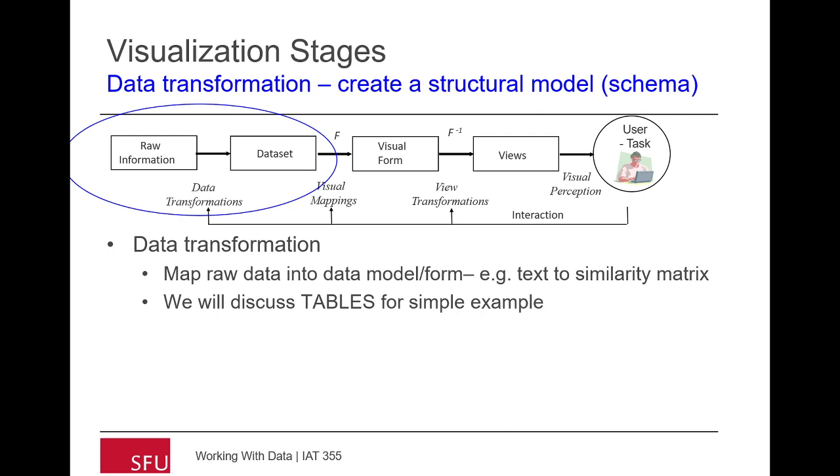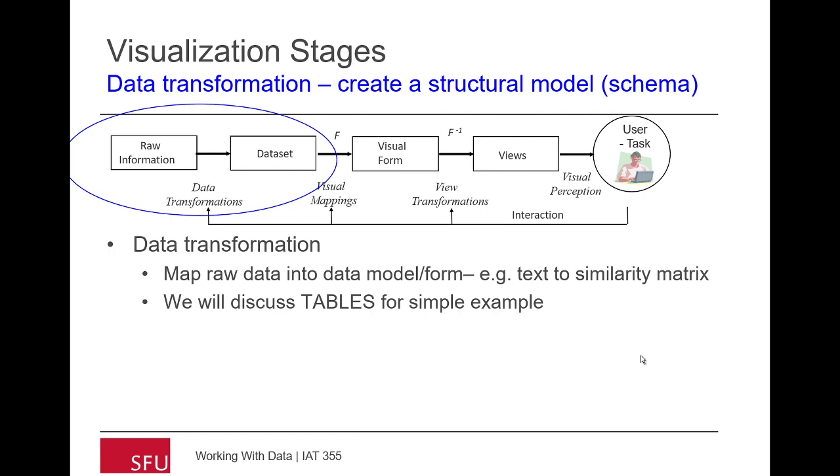And what you do in data transformation is to create some kind of structural model as to what is going on in your data set. One other way of naming this thing is you'd like to create a schema. Now, at the outset, the schema might be extraordinarily simple. You might say the first column is names and the second column is addresses. That's a schema, even though it's super simple. And what goes on in the data transformation operation here to transform raw information into a data set is that raw data is mapped into a data model or a form that is suitable for use in a visualization system.